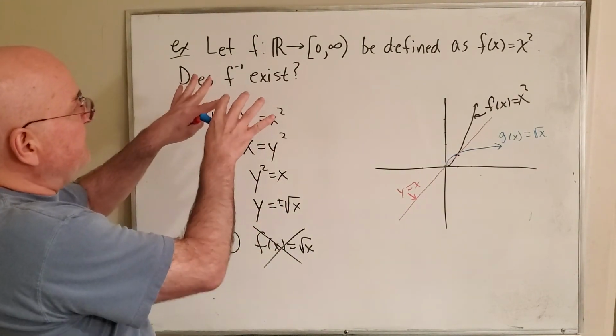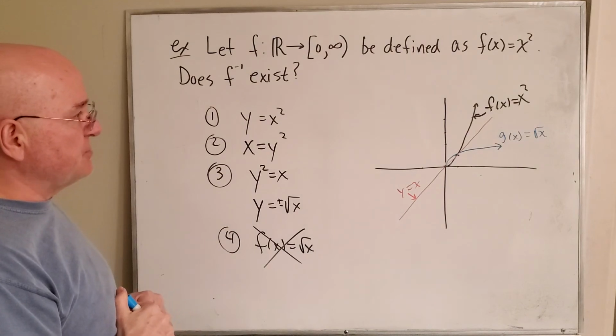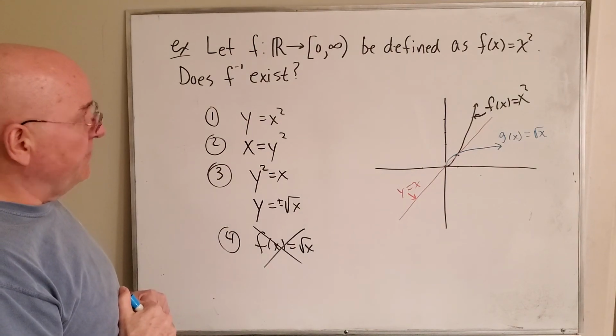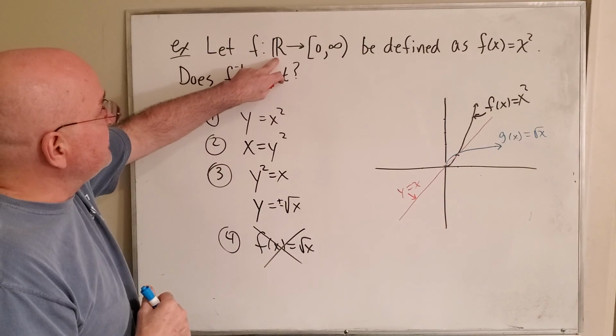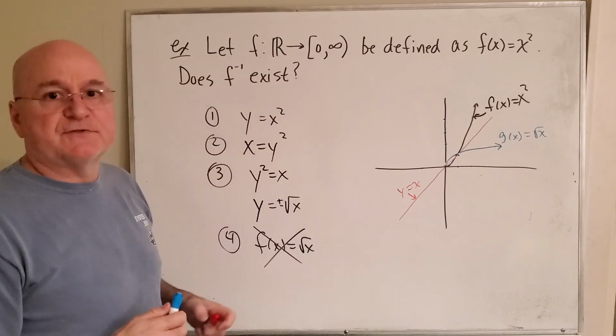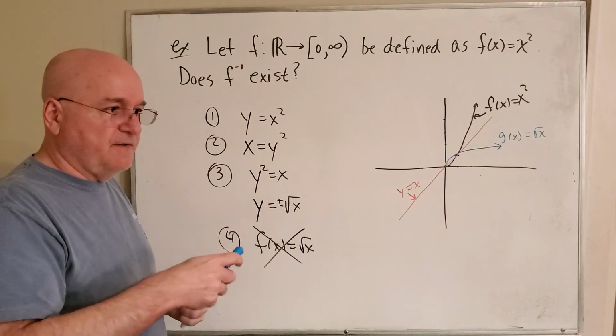So if we specify the domain and range correctly, or I should really just say specify this domain, then we'd have inverse functions, x squared and the square root of x.